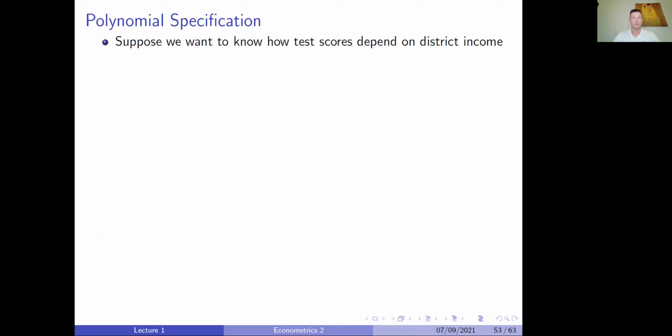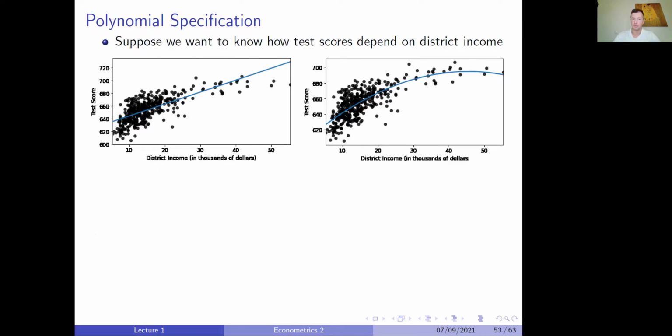If richer districts have better educational outcomes, if poorer districts have worse educational outcomes. Let's see. So here we have the scatter plot, the data points for districts where on the x-axis we have district income and on the y-axis we have a test score.